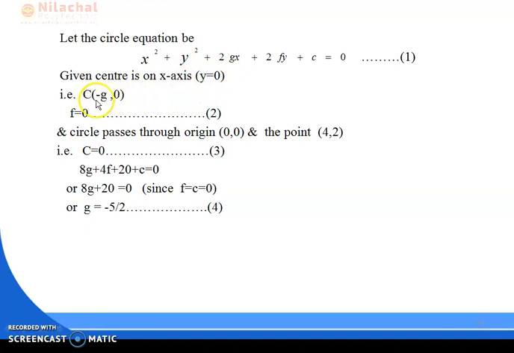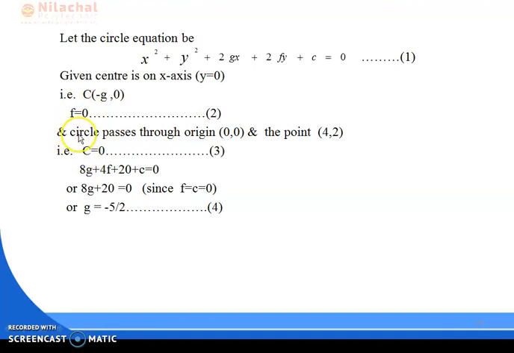That means the center is (-g, -f), but instead of -f we put 0, because the center lies on the x-axis. Every point on the x-axis has y coordinate 0. So -f equals 0 means f equals 0. This is equation number 2. We get that the f value is 0.